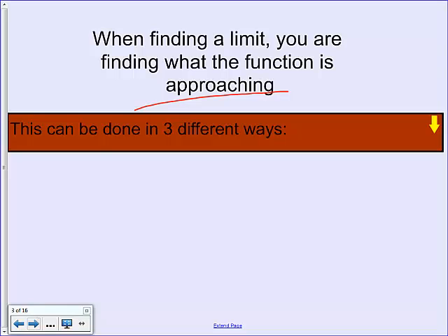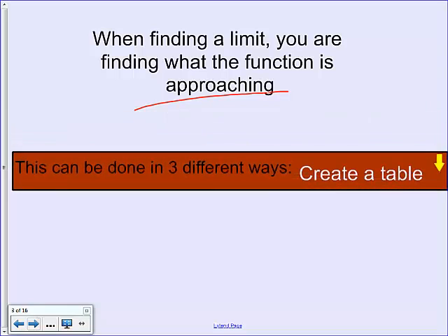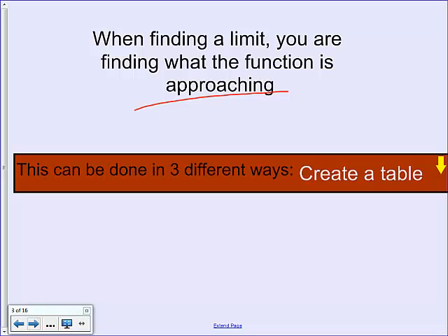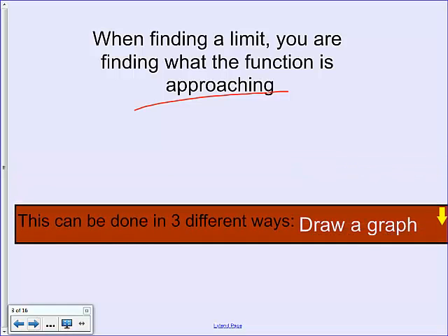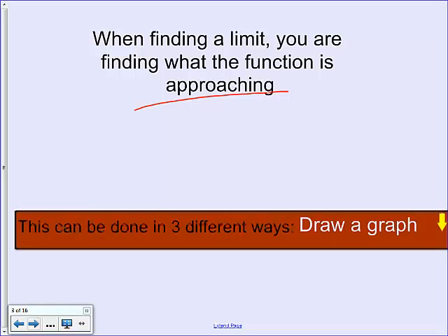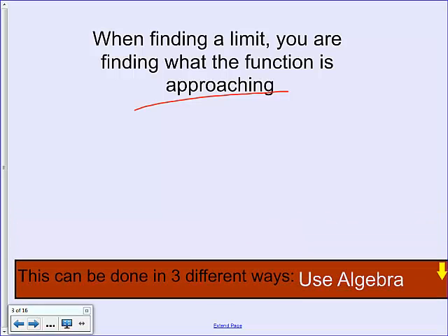We can do this 3 different ways, and be sure you write these down. We can create a table, we can draw a graph, or we can use algebra. We can use 3 different ways. Algebra, or analytically, we'll probably get to later.